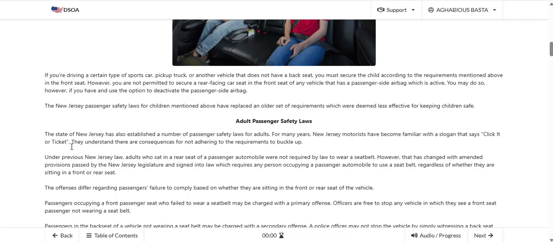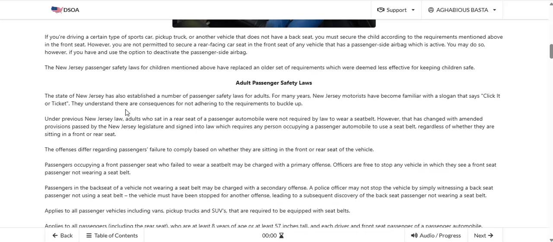Adult passenger safety laws. The state of New Jersey has also established a number of passenger safety laws for adults. For many years, New Jersey motorists have become familiar with a slogan that says "click it or ticket." They understand there are consequences for not adhering to the requirements to buckle up. Under previous New Jersey law, adults who sat in a rear seat of a passenger automobile were not required by law to wear a seatbelt.